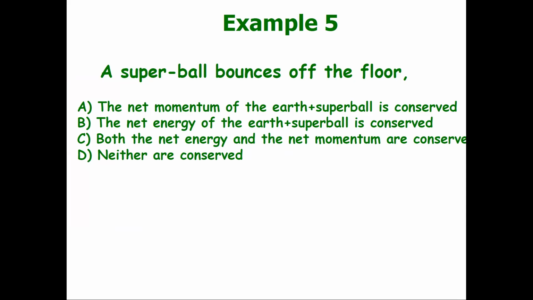All right. So there's that example, which I'll leave for you to look at. We have a super ball that bounces off the floor. Of course, here it is just multiple choice. A super ball is just an example of elastic, where we have both energy and momentum conserved. So A, the net momentum of the Earth plus super ball is conserved. B, the net energy of the Earth plus super ball is conserved. C, both the net energy and the net momentum are conserved.